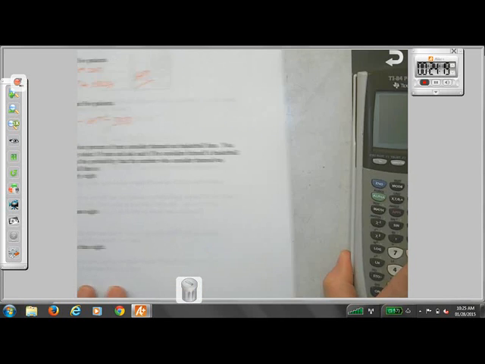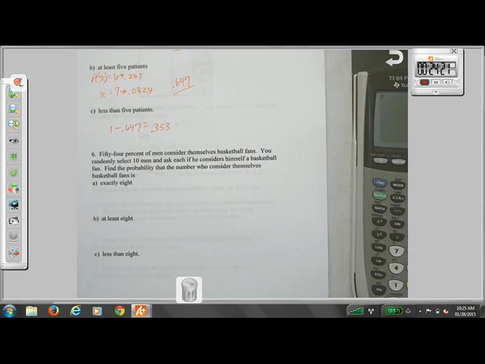And this is 54% of men consider themselves basketball fans. If you randomly select 10 men and ask each if he considers himself a basketball fan, find the probability that the number who considers himself a basketball fan is exactly 8.